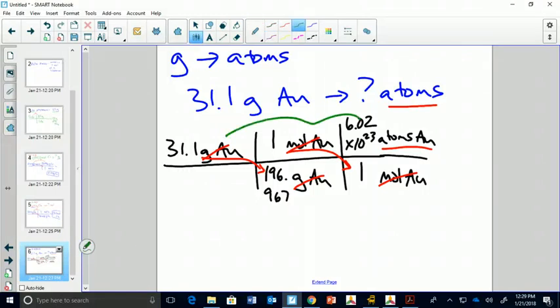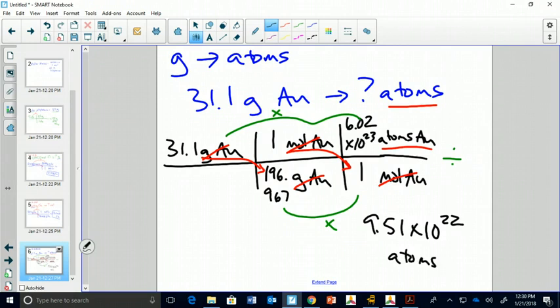So therefore, I'm going to multiply these guys together, and then divide the 2 answers. So 31.1 times 1 times 6.02 times 10 to the 23, over 196.967 times 1, which of course is just the same number, and then divide those 2 answers. When I do that, I end up with the answer of 9.51 times 10 to the 22 atoms of gold. Au, Andrews University, because of course that is the Golden University.